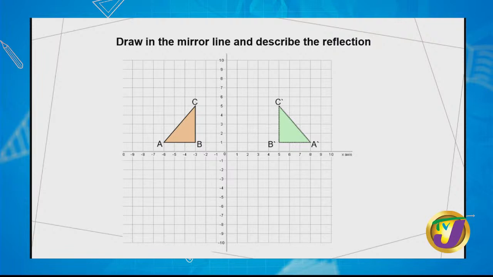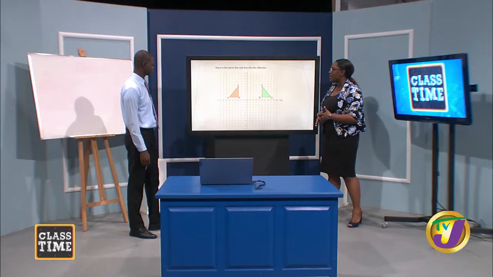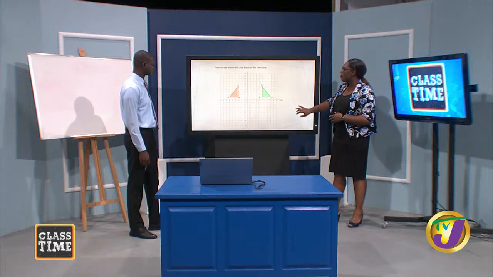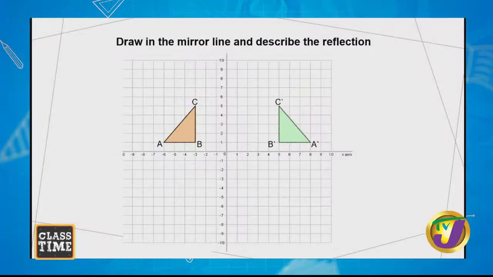So if it's 8 units and we want it to be equidistant, I just need to find the midpoint. Exactly. And that would be somewhere at 4 units, right? So all you guys can do is simply count your units and you can come up with your mirror line. In this case, my mirror line would be right at x equals 1. So that's it.